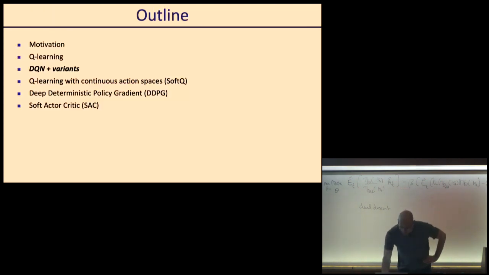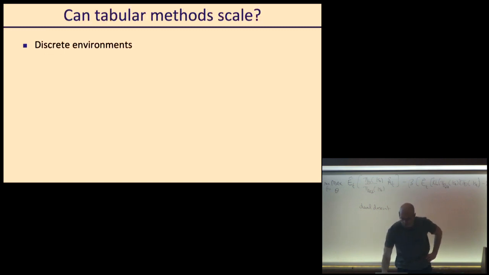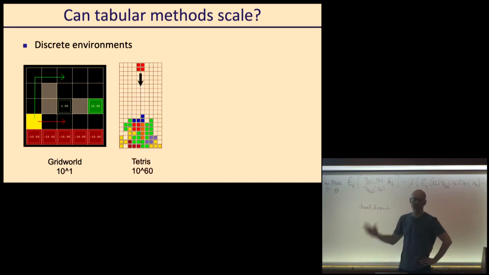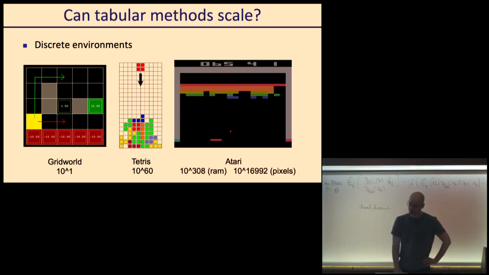All right, so that's an example of this in action. Now, if you want to do this with more complicated problems, you're not going to be able to tabulate everything. Imagine grid world, sure, 10 states, no problem. But Tetris, 10 to the 60 states, well, you cannot tabulate that. Then Atari, 10 to the 308 states in RAM state measurement, or if you do it in pixel space, 10 to the 16,000 something states. Nobody can tabulate that. It's just impractical.